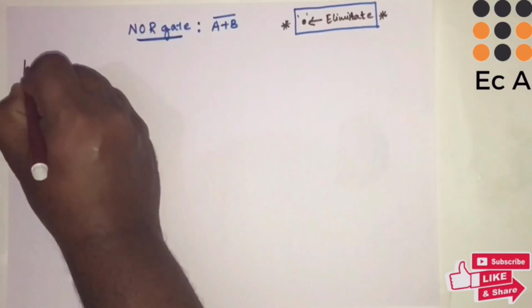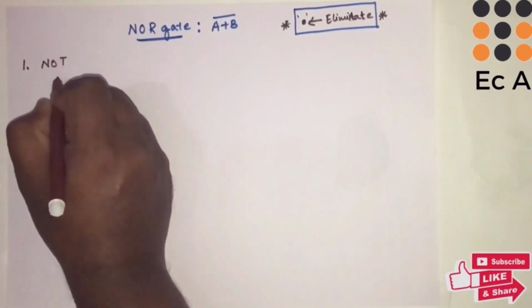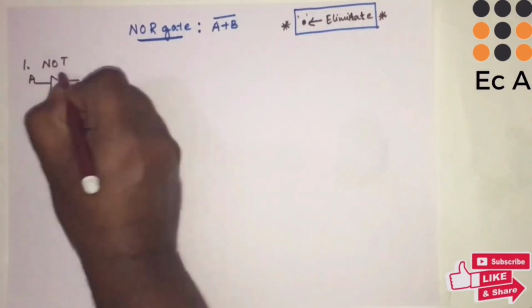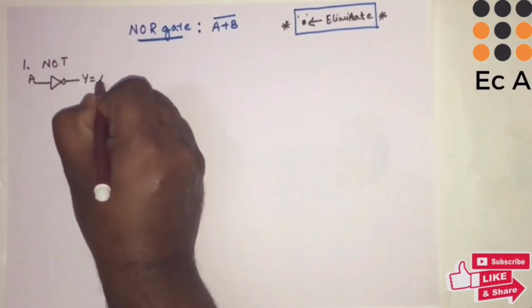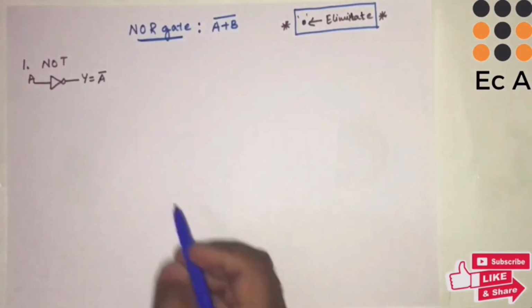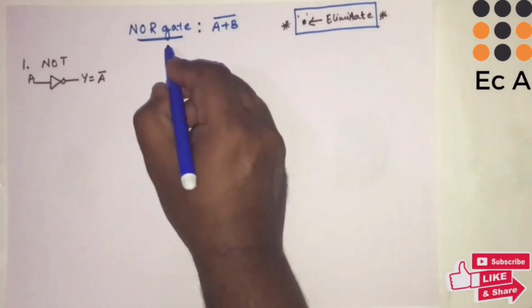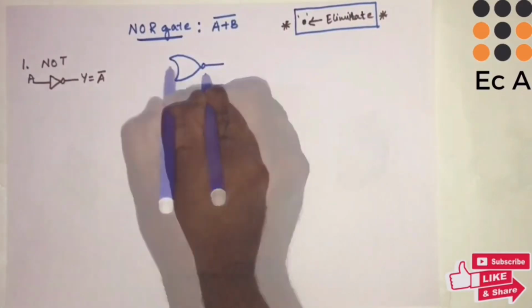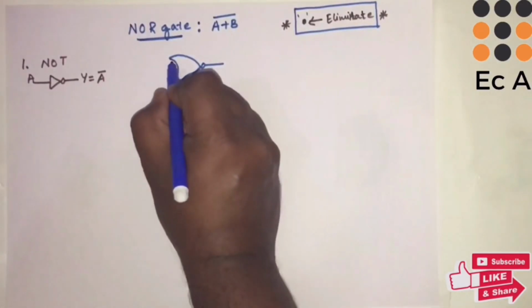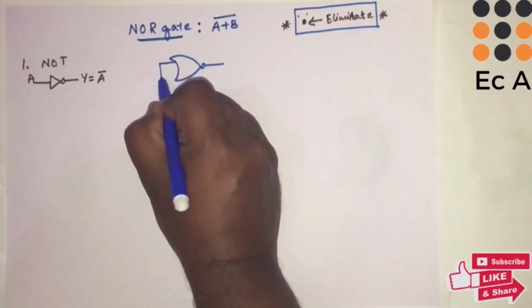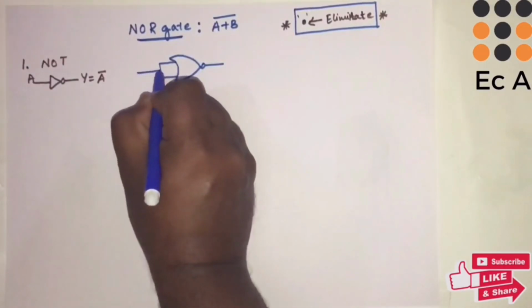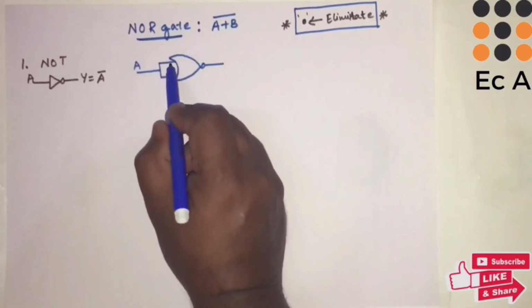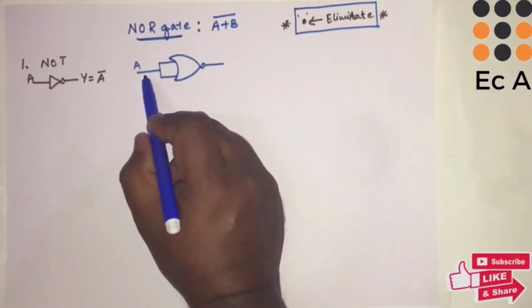So first let us start with NOT gate. So this is the symbol for NOT gate. If input is a, output will be y is equal to a bar. So let us implement this expression using only NOR gate. So let us take a NOR gate. Since NOT gate is having only one input, so we can short two inputs of NOR gate and make it as one input. So we will give input as a. So for both the input terminals, input will be a.